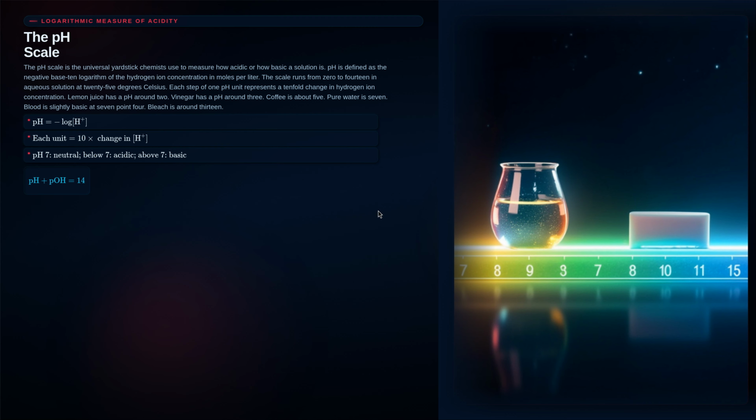Each step of one pH unit represents a tenfold change in hydrogen ion concentration. Lemon juice has a pH around 2. Vinegar has a pH around 3. Coffee is about 5. Pure water is 7. Blood is slightly basic at 7.4. Bleach is around 13. The pH scale is logarithmic, intuitive, and absolutely central to chemistry, biology, medicine, and environmental science.